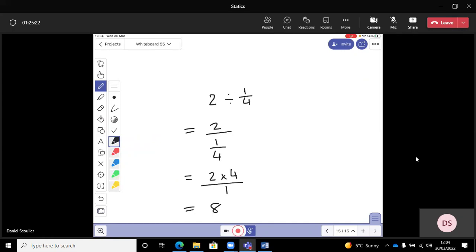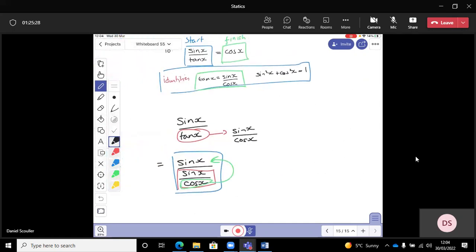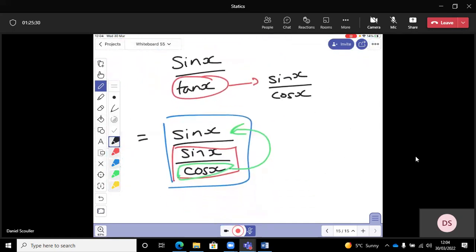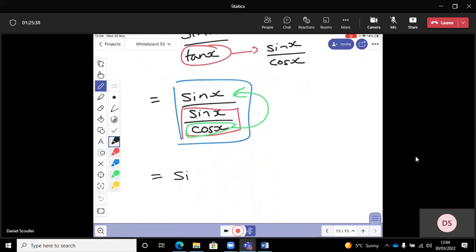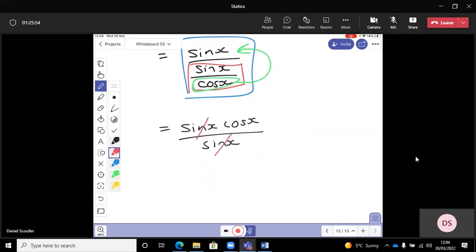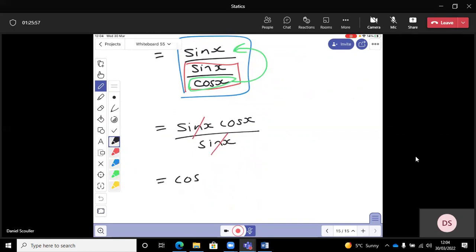So that's what we're doing. If you've got a fraction and a fraction at the bottom of that fraction, you can take the bottom term and put it all the way up to the top. So that will become sin x cos x over sin x. We've taken that cos x and put it on the top line. That means that sin x and that sin x can cancel each other out, and we're left with cos x. That's the answer.